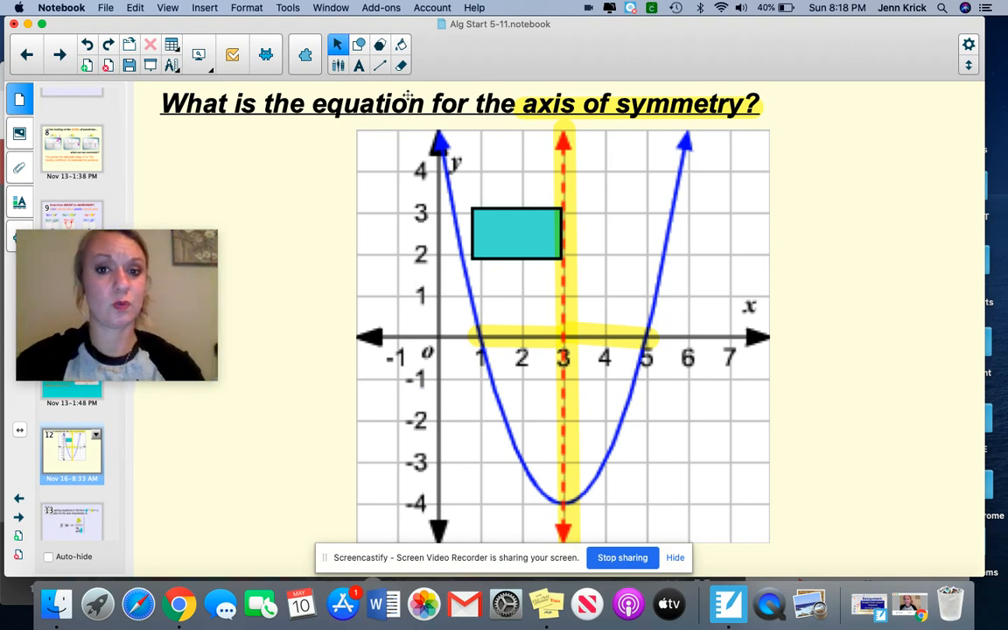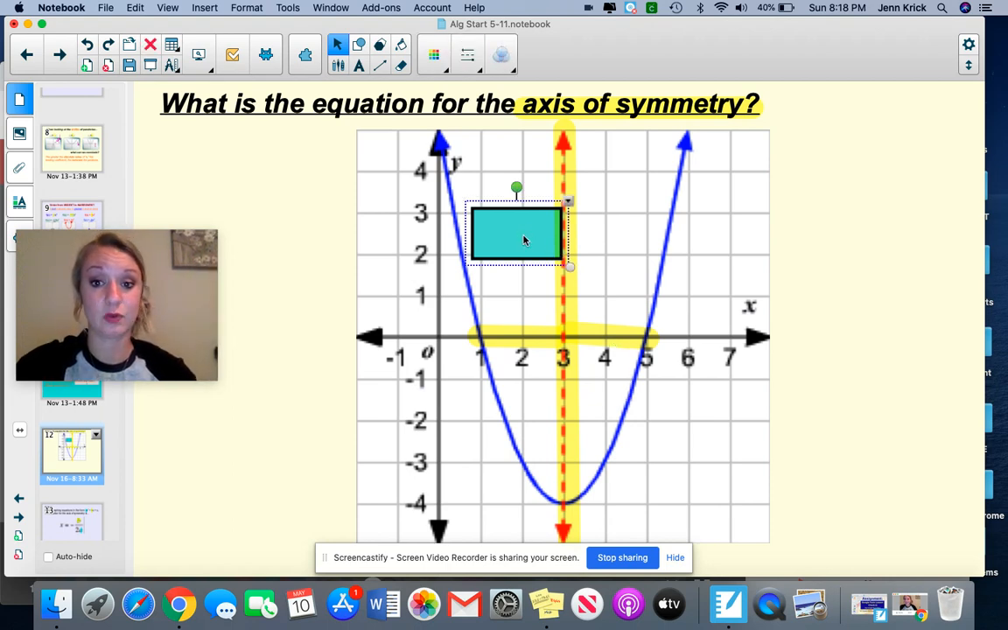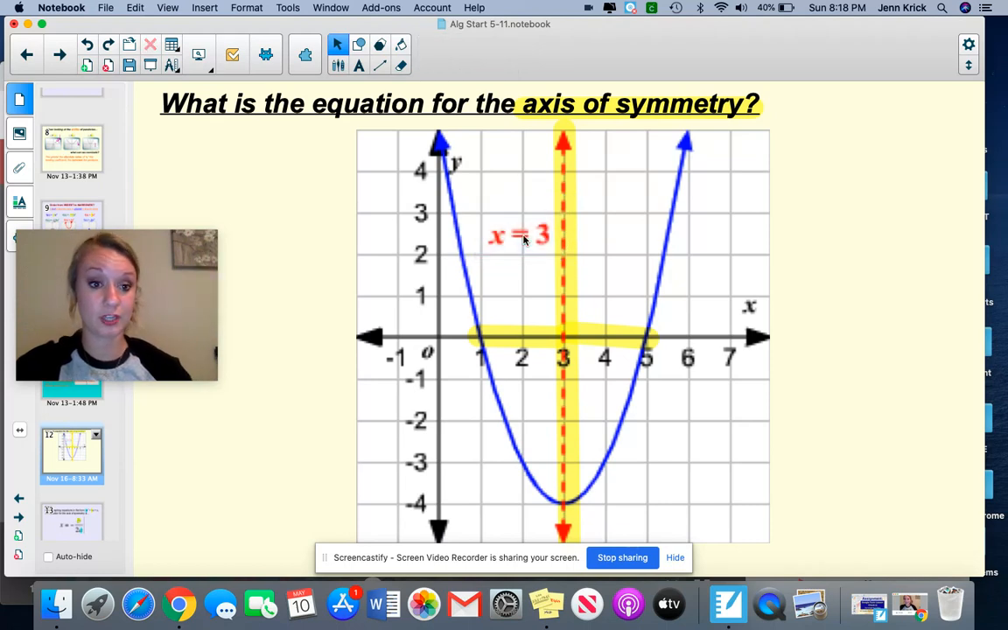If I asked you to write the equation for this axis of symmetry that's right here, what would you tell me? What would be the equation of this vertical red line? Well, because it's vertical, it's going to be x equals, and it runs through 3. So the equation for this axis of symmetry is x equals 3. Now, it's not always going to be that easy just to draw a line and write the equation for it.